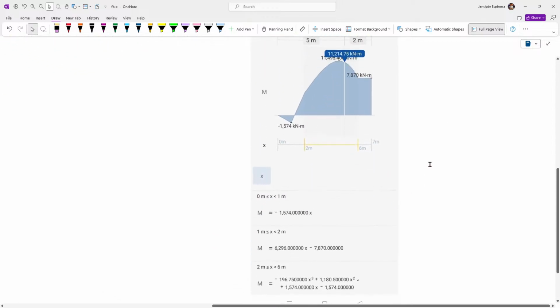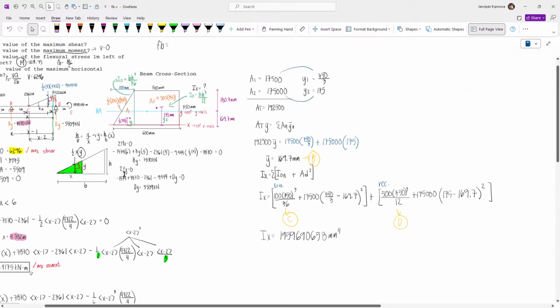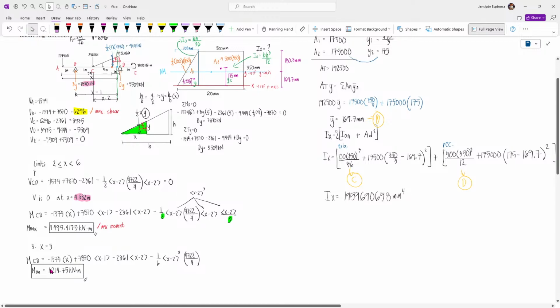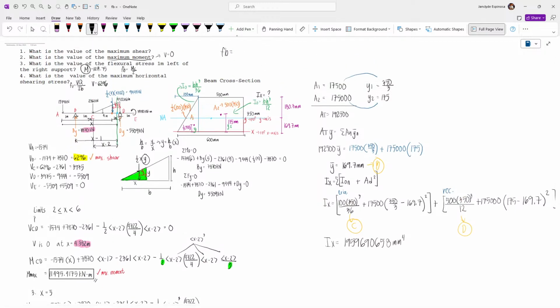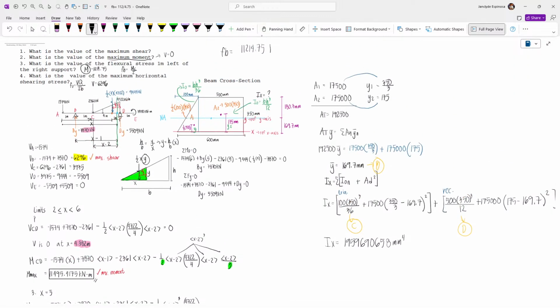So, balik ta. Again ha, money nga value. The same ra. So, 11214.75, and then take note ha nga ang unit na to kilonewton meter. So i-convert pa ta na later.